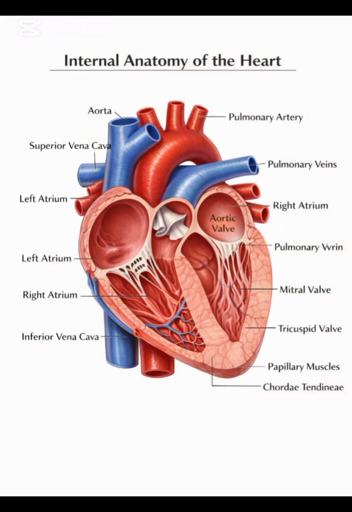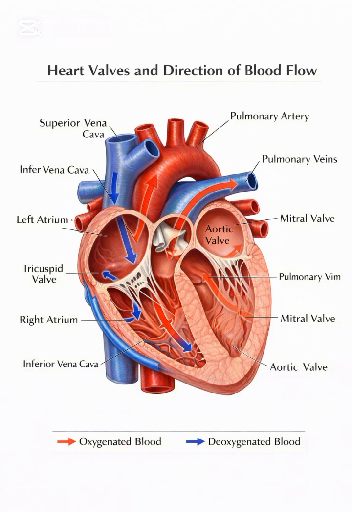Explanation. The heart is a cone-shaped muscular organ located between the lungs, slightly tilted to the left. It is enclosed by a double-layered sac called the pericardium, which reduces friction during continuous beating. Large blood vessels enter and leave the heart, allowing blood to circulate between the heart, lungs, and the rest of the body.